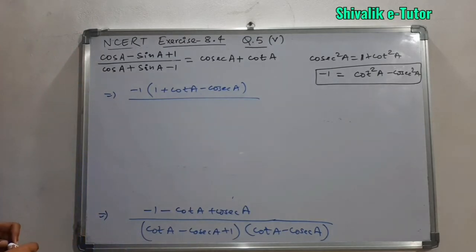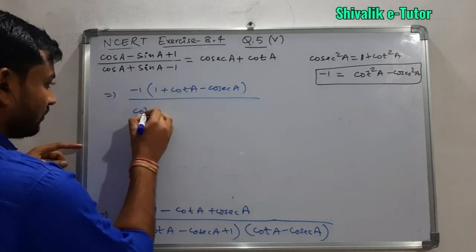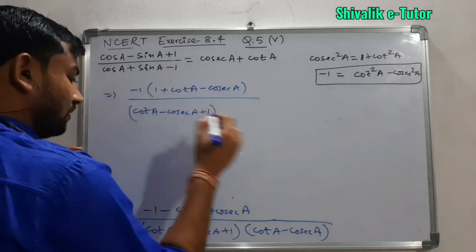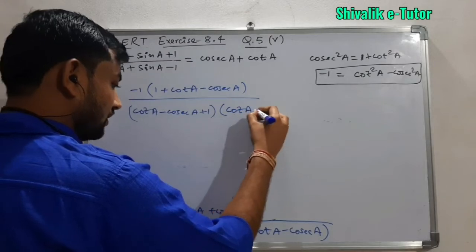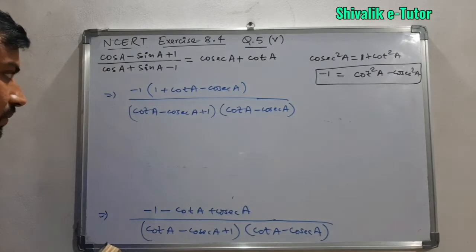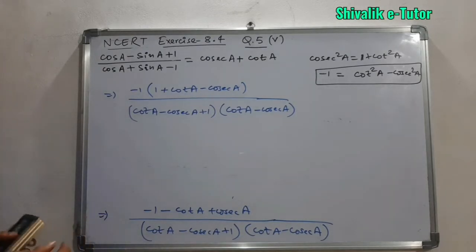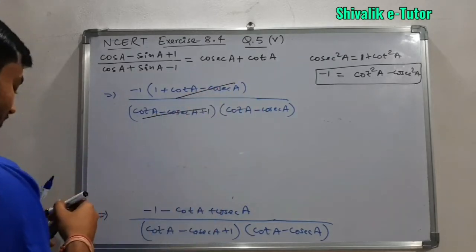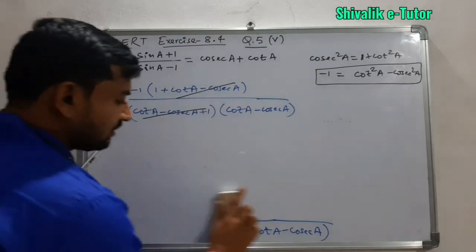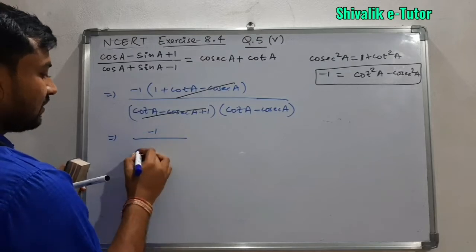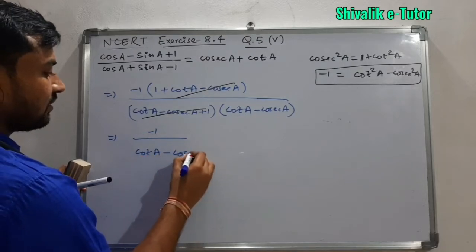ये हमारे पास न्यूमरेटर हो गया. Now the denominator was cot A minus cosec A plus 1. When we multiply this, we will be getting cot A minus cosec A. This is how we write. Now, in the numerator and denominator, these two terms are equal. Look at this, 1 plus cot A minus cosec A and cot A minus cosec A plus 1. These are same, so they can be cancelled. Now, when we look at the remaining expression, there is minus 1 in the numerator part, so we can write it as this.